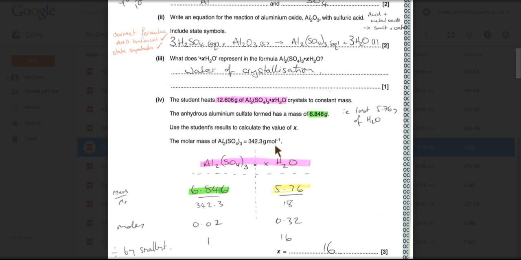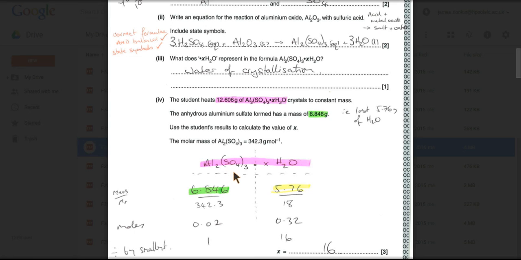The student heats 12.606 grams of the hydrated salt to constant mass. The anhydrous aluminium sulfate, so that's this bit here without the water, has a mass of 6.846 grams. And if we know the starting mass and we know how much of the anhydrous was formed, the difference is obviously the water that was driven out, and so we've got 5.76 grams of water.